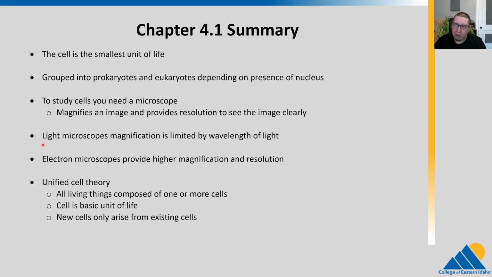These observations led to a unified cell theory that all living things are composed of cells. Cells are the basic unit of life, and new cells can only arise from existing cells. All right, that's it for 4.1. In 4.2, we'll talk about prokaryotic cells.